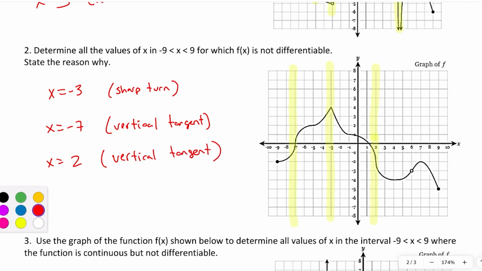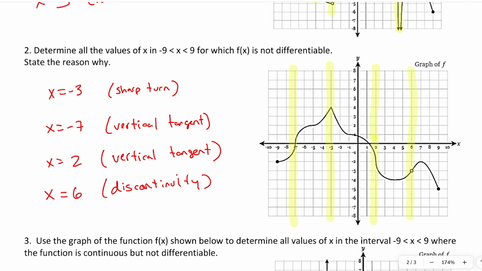Okay. And anything else? 6. Okay, why is it not differentiable at 6? Yeah, you've got a discontinuity there. Oh, I thought it was only for jump discontinuities. All discontinuities. Yeah. Am I spelling this right? Discontinuity.